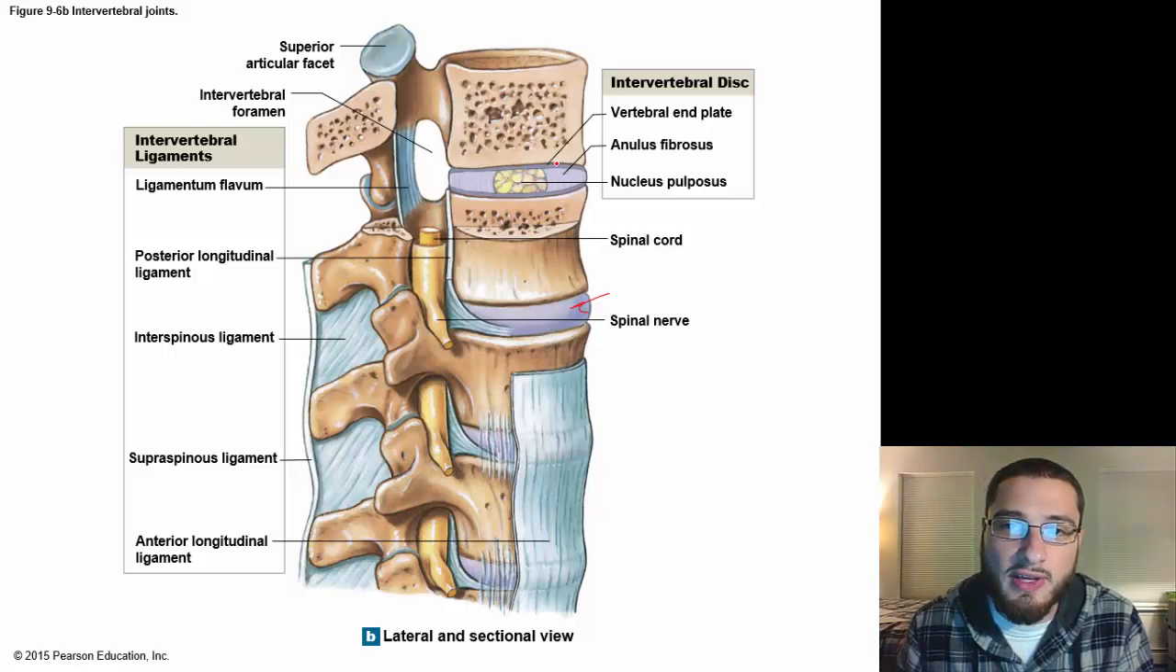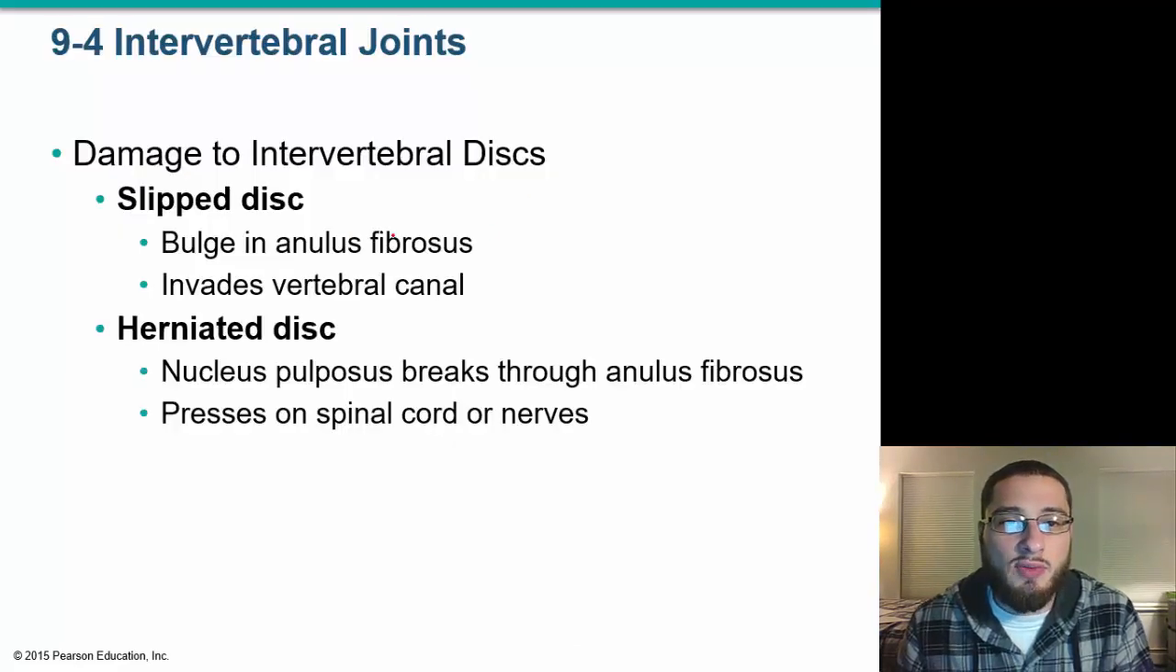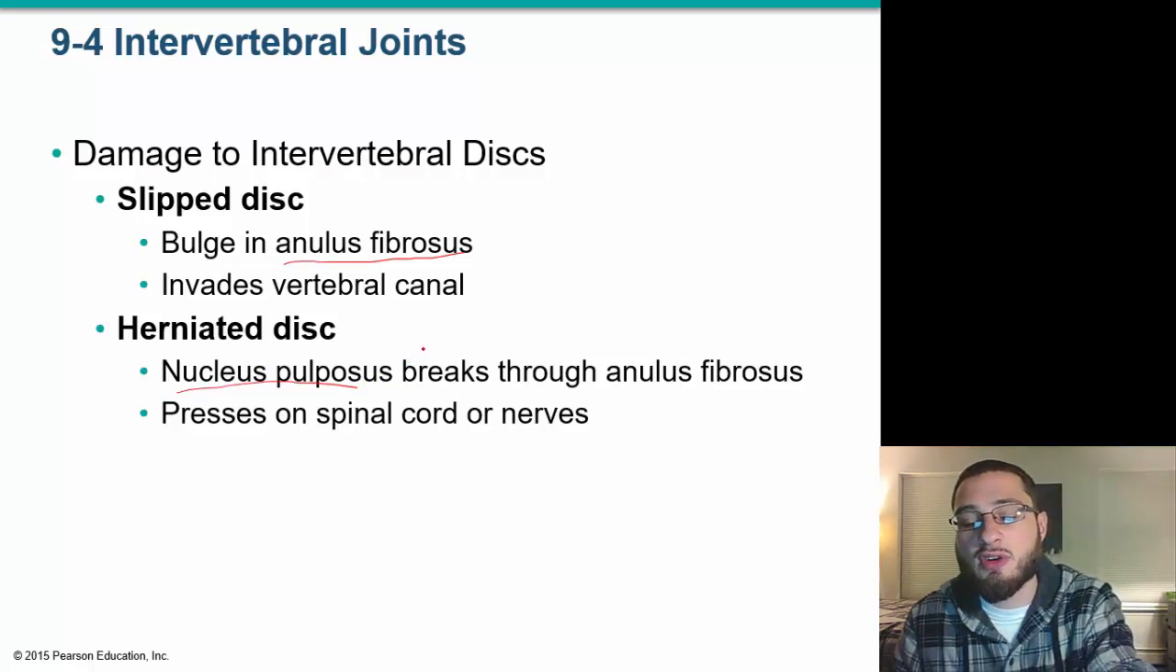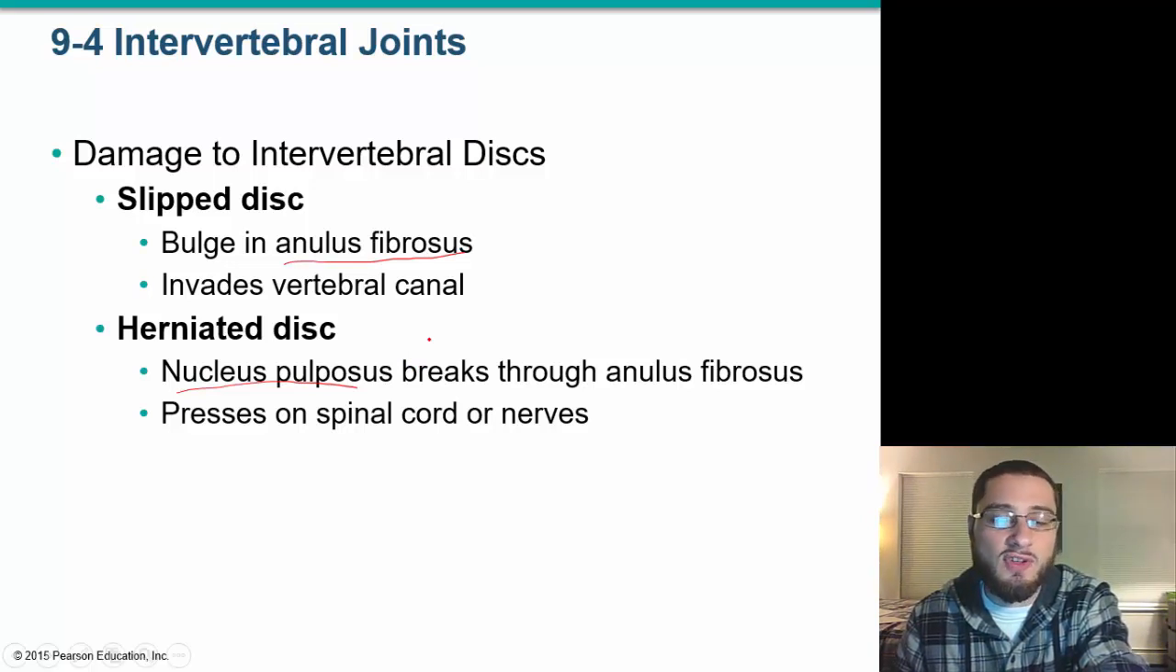So you have the anatomy. You have your vertebral end plate right here on each one, and then within it you're going to have your annulus fibrosus, and within it you're going to have your nucleus pulposus. And we see a slipped disc is going to be a bulge in the annulus fibrosus that invades the vertebral canal. Then you have your herniated disc, where your nucleus pulposus breaks through the annulus fibrosus, and it presses on the spinal cord and the nerves, and that's why you have issues with tingling and loss of feeling, because that herniated disc is pressing on those nerves, which we're going to talk about later in the year.